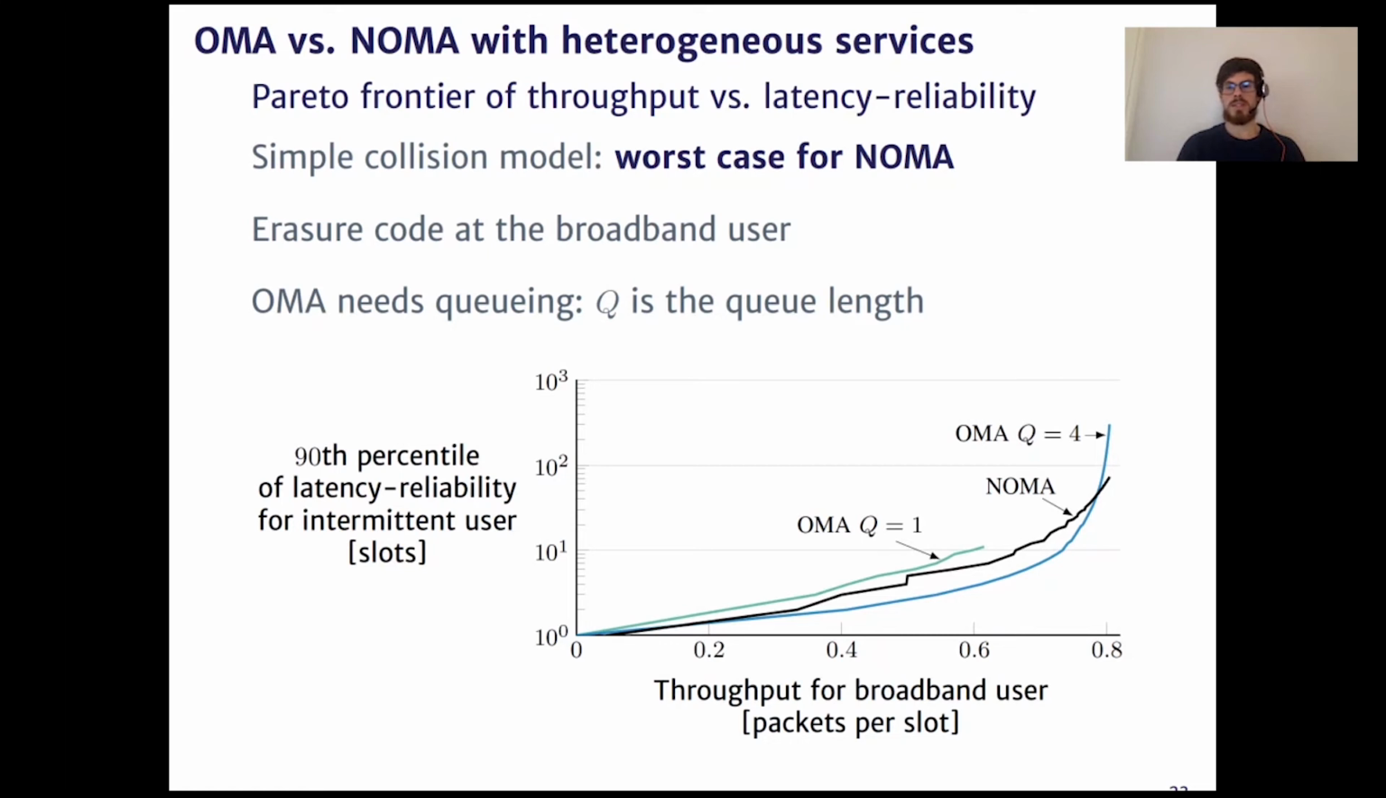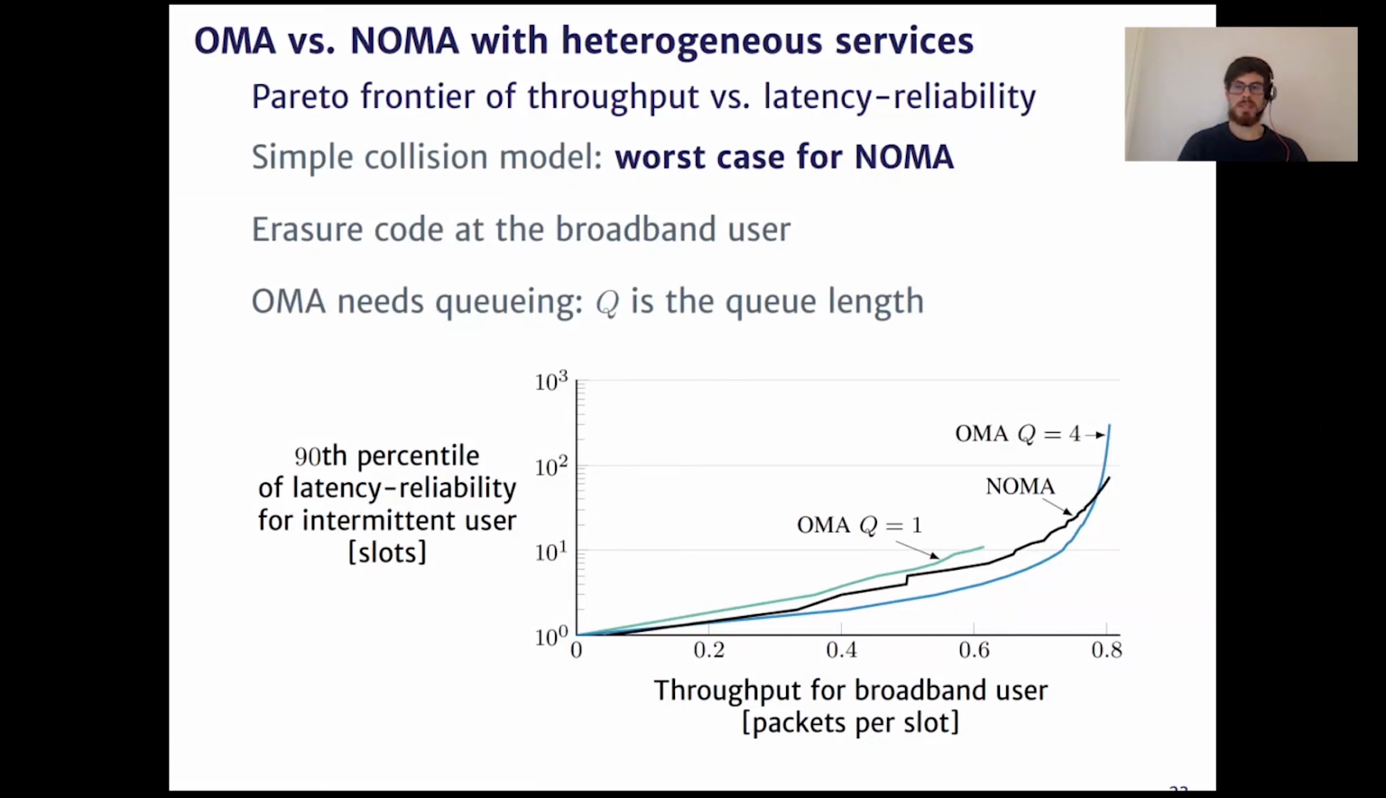So the closer you are to a high throughput, in this case around 0.8, and a low latency reliability, in this case the 90th percentile, the better you're doing. So observe the points that are in the rightmost and lowest corner of the graph. All the rest of the points lie in an area that is above or to the left of those points for each of the schemes that we're considering here. So we have OMA with some queuing.